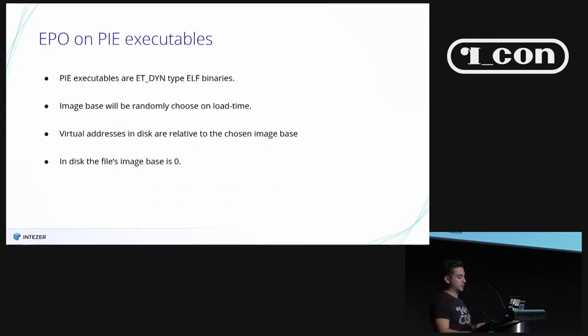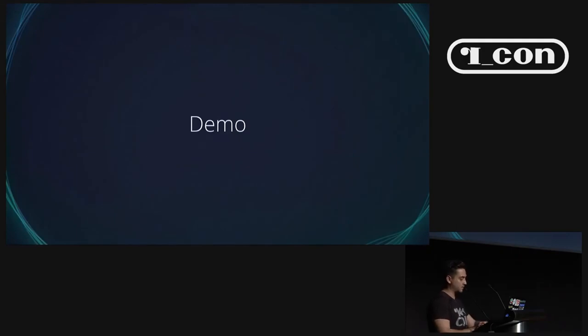So PIE executables are ET_DYN type ELF binaries, so they are dynamic binaries. And the thing with PIE binaries, PIE means position independent executable, and the image base will be randomly chosen on load time, okay? So virtual addresses on disk, in all of the fields of an ELF file, are relative to the image base, but the image base on disk is zero. So zero is actually a valid offset in a PIE binary. Okay, but let me show you this.